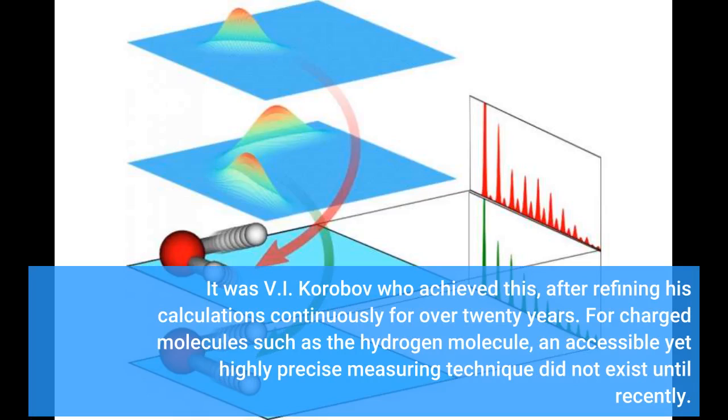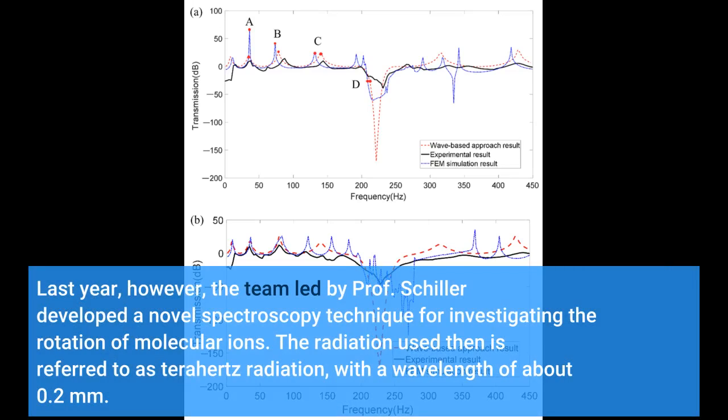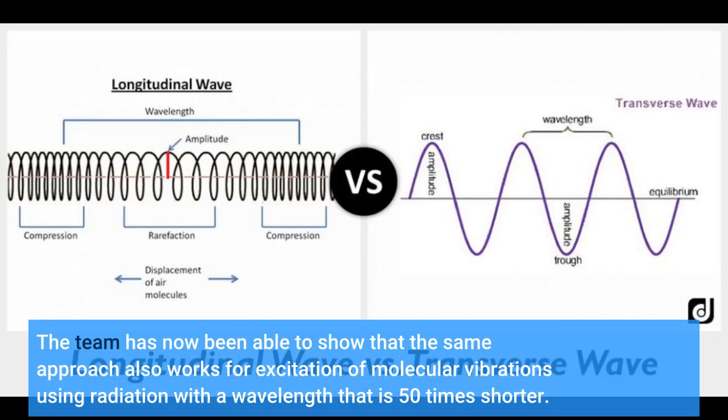For charged molecules such as the hydrogen molecule, an accessible yet highly precise measuring technique did not exist until recently. Last year, however, the team led by Professor Schiller developed a novel spectroscopy technique for investigating the rotation of molecular ions. The radiation used then is referred to as terahertz radiation, with a wavelength of about 0.2 mm. The team has now been able to show that the same approach also works for excitation of molecular vibrations using radiation with a wavelength that is 50 times shorter.